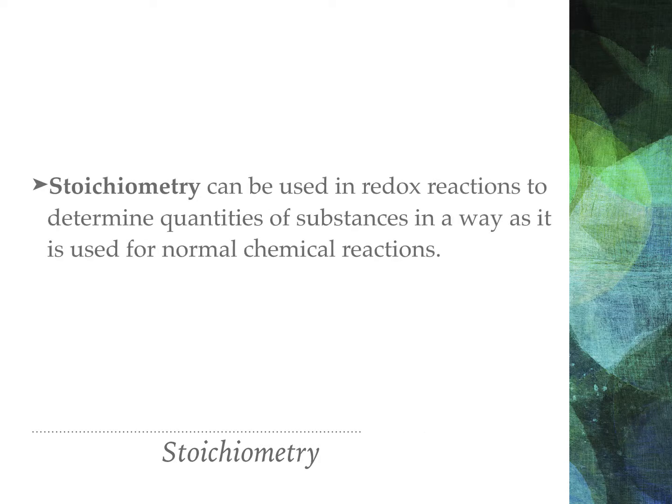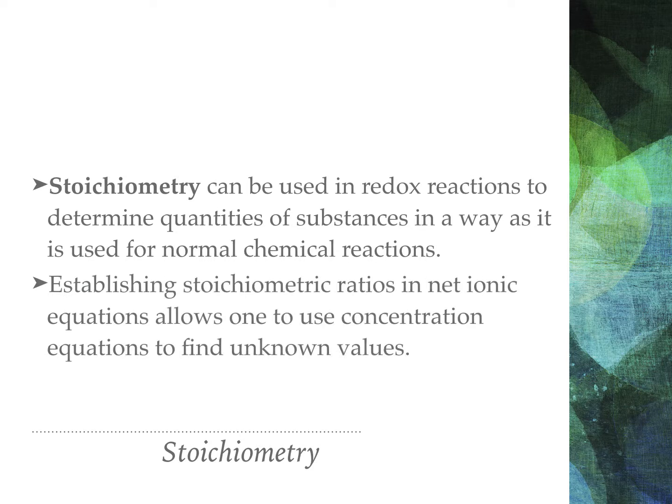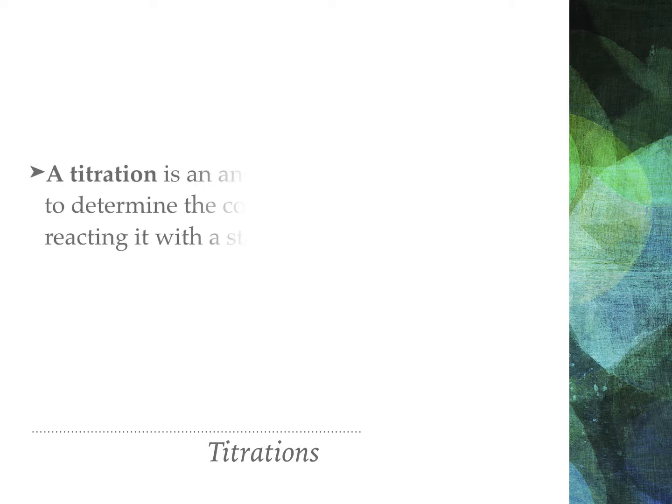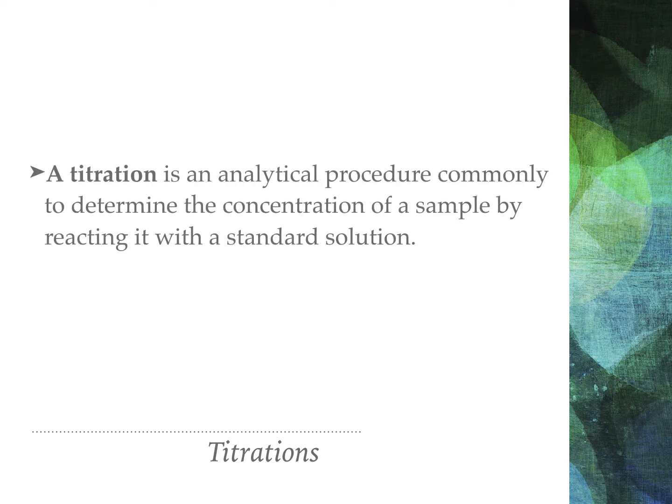Now that you're starting to understand the way redox reactions work, let us put them to use by performing stoichiometry with them. Stoichiometry can be used in redox reactions to determine the quantities of substances in the same way as it is used for normal chemical reactions. Establishing stoichiometric ratios in net ionic equations allows one to use concentration equations to find unknown values. A titration is an analytical procedure commonly used to determine the concentration of a sample by reacting it with a standard solution.